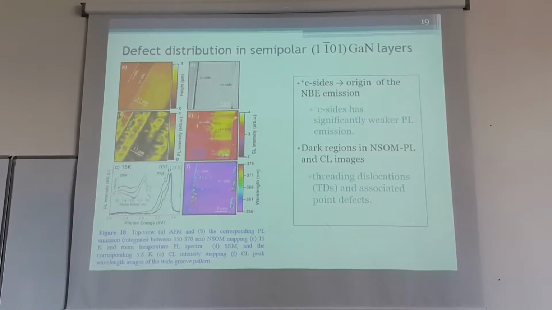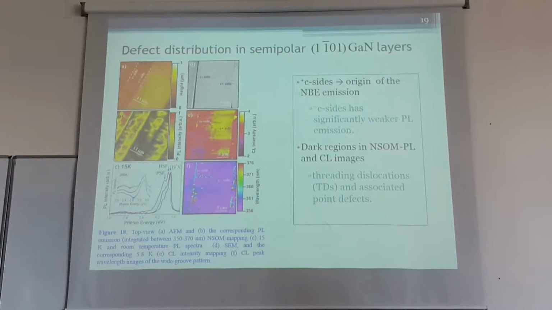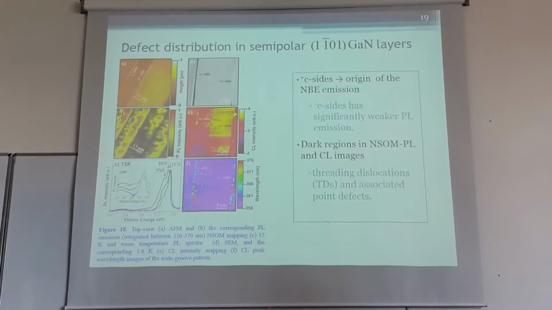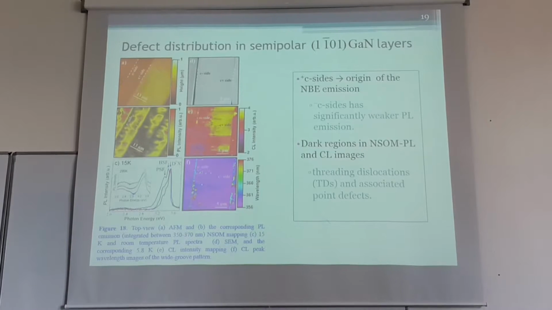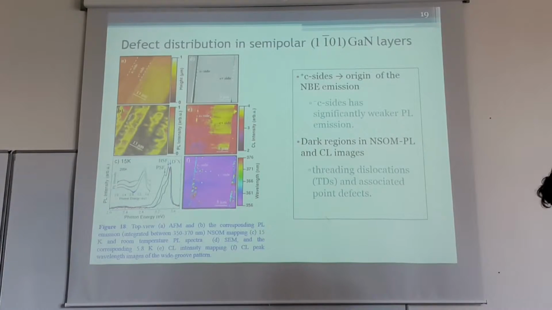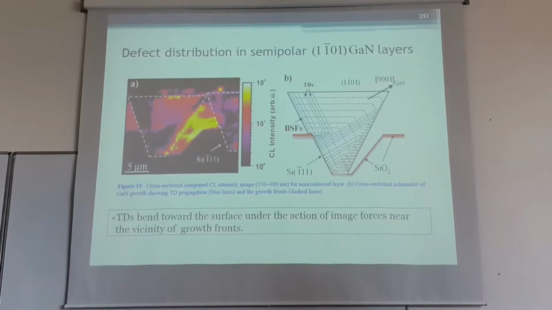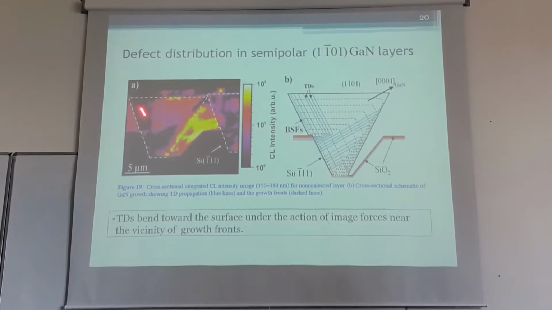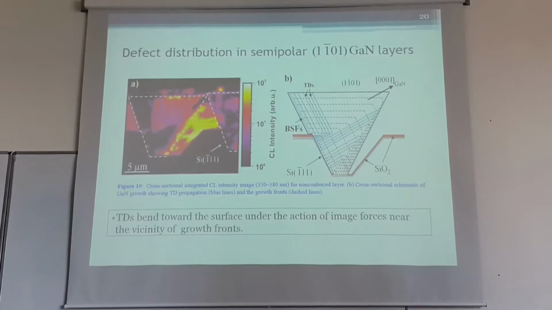For near-field scanning optical microscopy, you can just think of a film which is attached to an optical fiber which has a different diameter. So we used 100 nanometer optical fibers here to see these structures. And we did cross-sectional cathodoluminescence measurements, and we found that the C minus side has a higher density of threading dislocations, and this is free of extended defects.